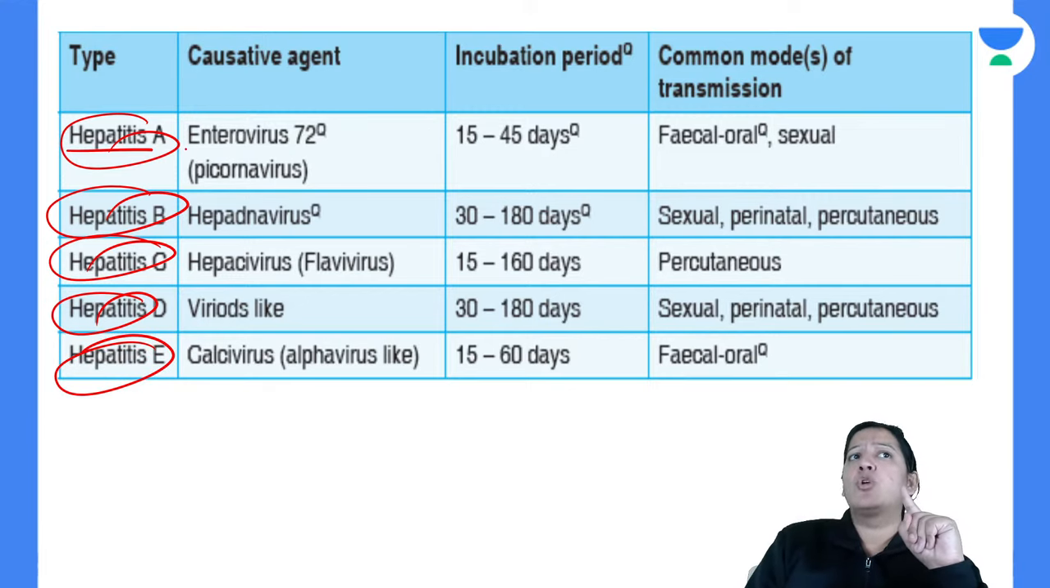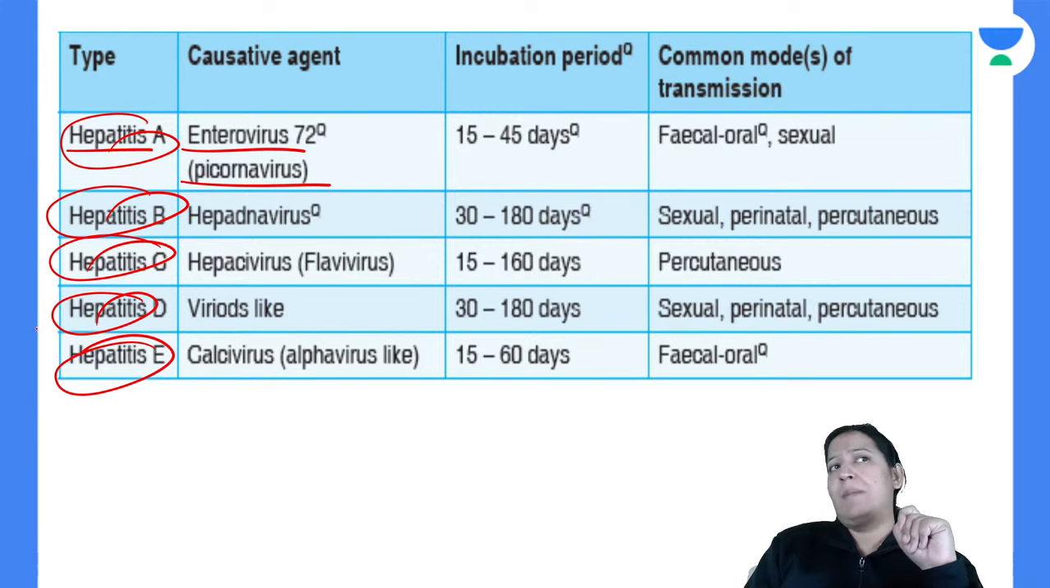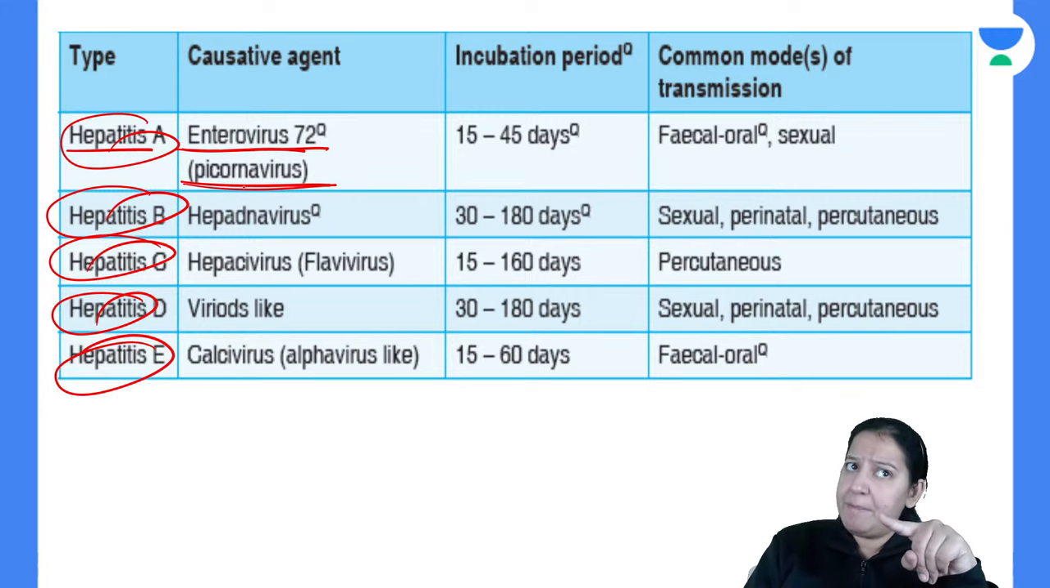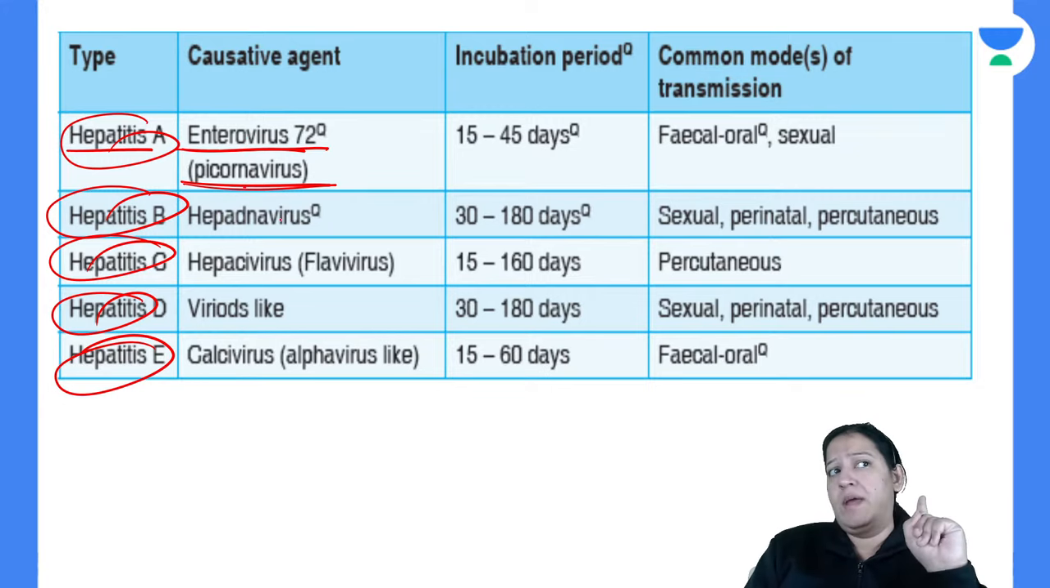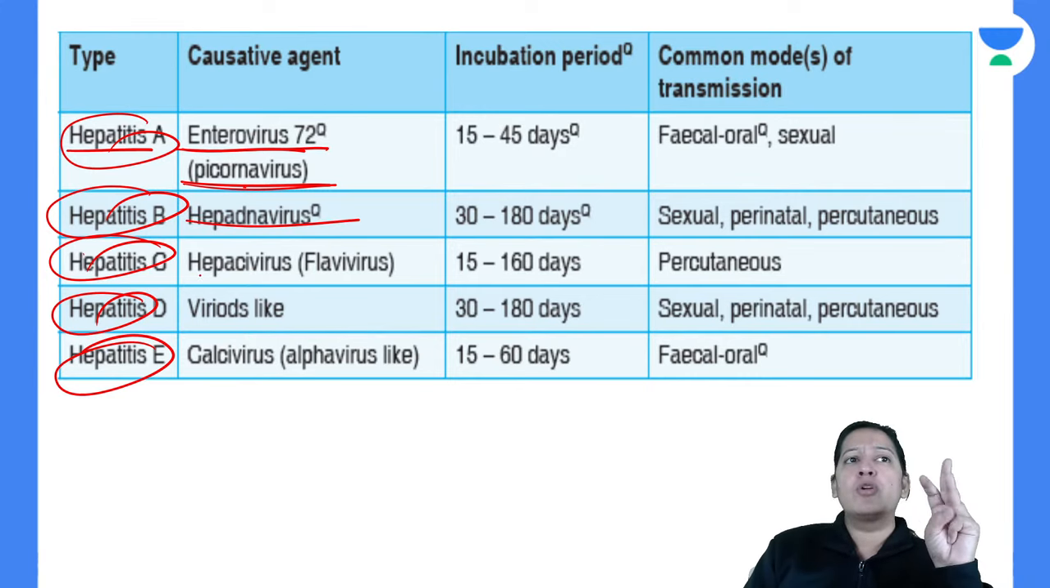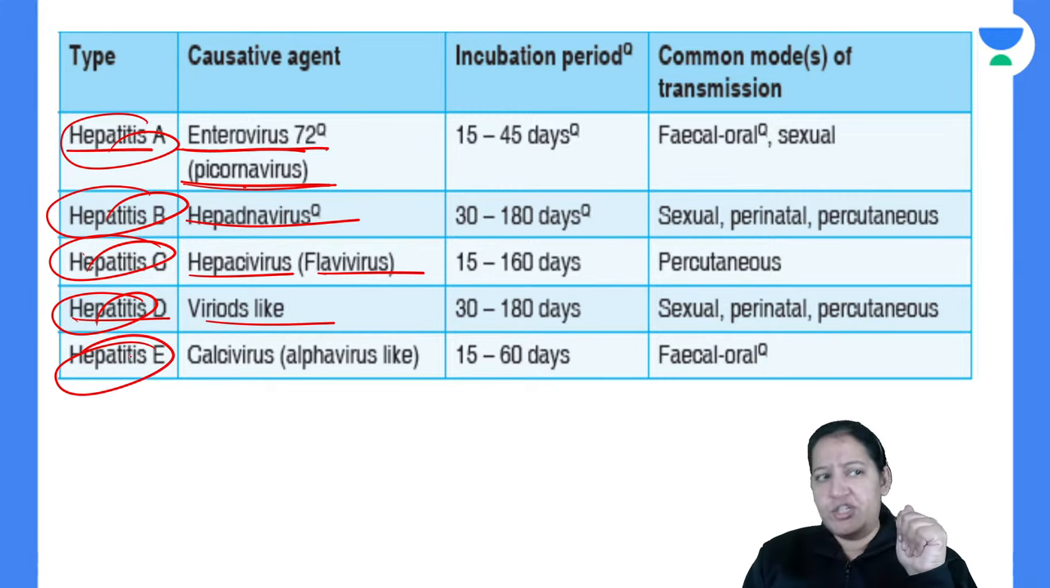Hepatitis A virus belongs to the enterovirus or picornavirus family. Enterovirus 72 or picornavirus, one and the same thing. Enterovirus or picorna is the main family, and entero is the subfamily. Right, hepatitis B belongs to the hepadnavirus family. Hepatitis C belongs to hepacivirus or flavivirus. D belongs to viroids or defective. And E belongs to calicivirus or alpha virus.